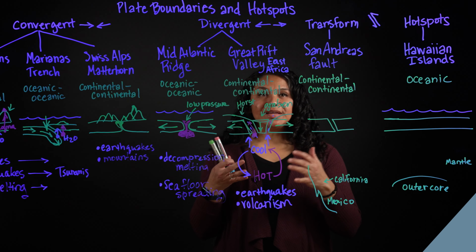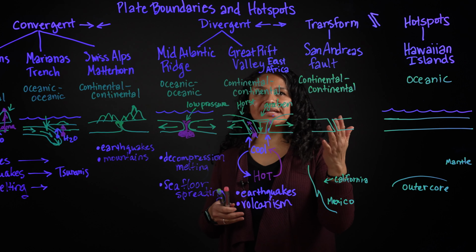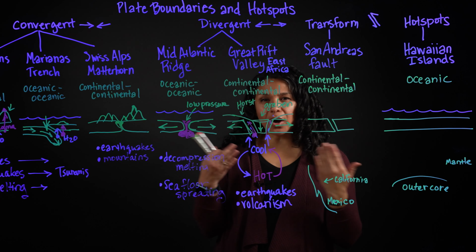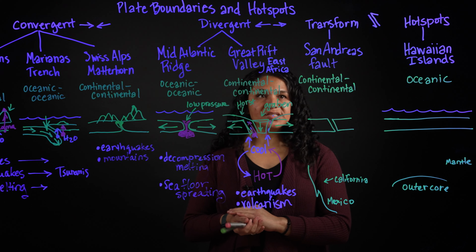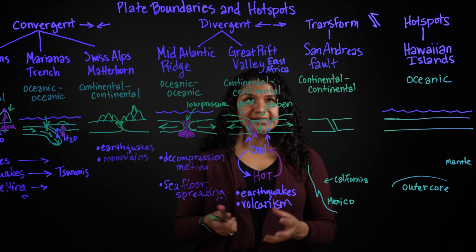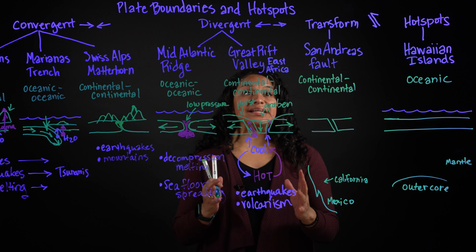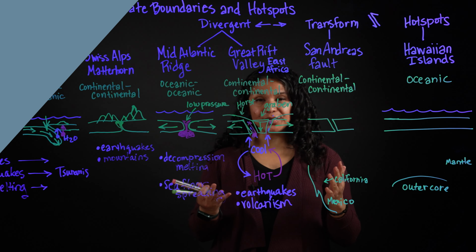Okay, so this type of boundary is called a transform boundary. It's not moving apart or together. It's just kind of sliding across and next to each other. A characteristic transform boundary is the San Andreas Fault, which is also very popular.